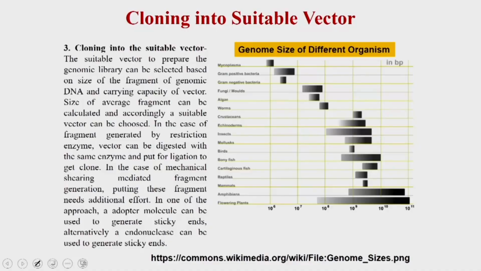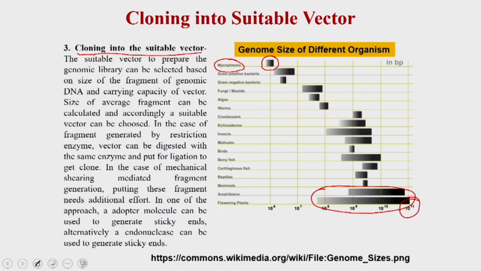Now, once you want to clone this into a suitable vector, what you have to remember is that the genome sizes of different organisms vary from very small to very large. For example, in the case of flowering plants, it can go up to 10 to the power 11 base pairs, whereas in the case of mycoplasma, which is actually the smallest organism, it could be even 10 to the power 6 base pairs. And all other organisms are in between these two extremes.